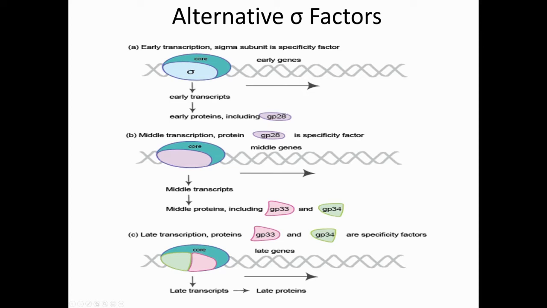And this sigma subunit later on will direct the bacterial core enzyme to express specific viral genes, okay? And these genes we call middle genes, and they produce GP33 and 34. They are special sigma factors for the late genes, all right, to produce late protein. So this is the alternative sigma factor when the bacteriophage infects the bacteria, so that they can use the host core enzyme to produce the viral gene and viral protein, okay?